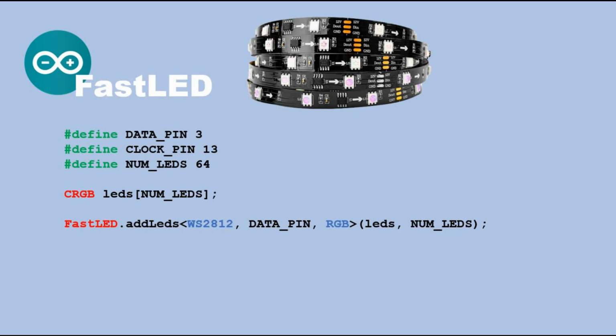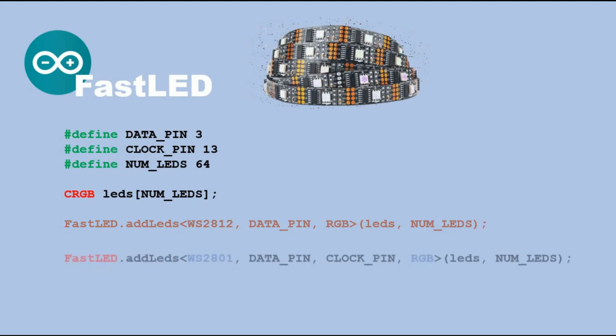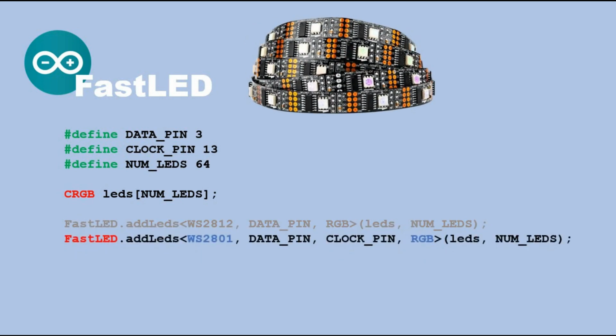This declaration is for a WS2812 strip that does not require a clock pin. The RGB attribute represents the color order. This particular attribute also cost me a lot of headache, but I will get to that. The second declaration is for WS2801, and in this case, the clock pin is necessary.